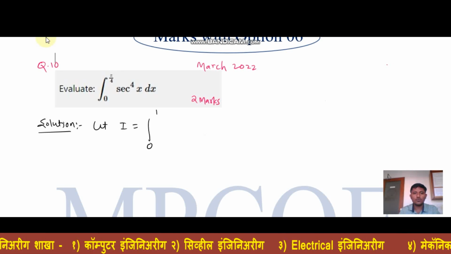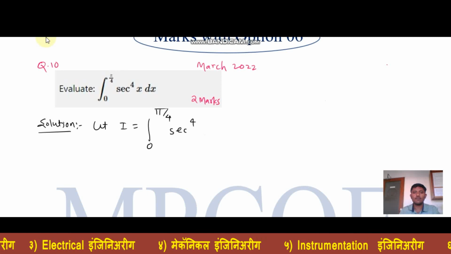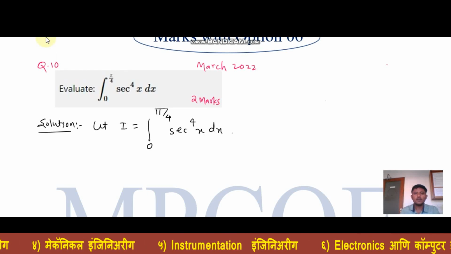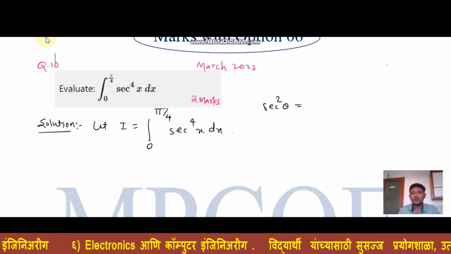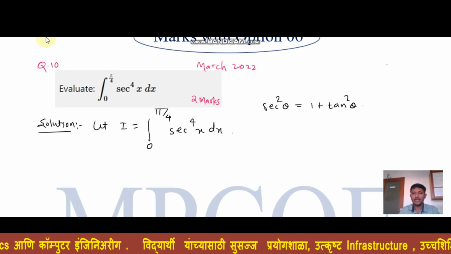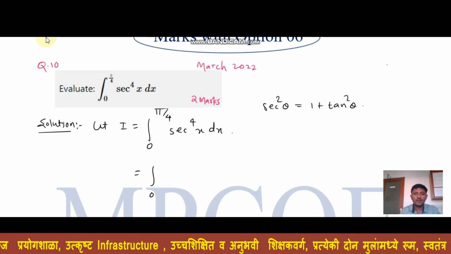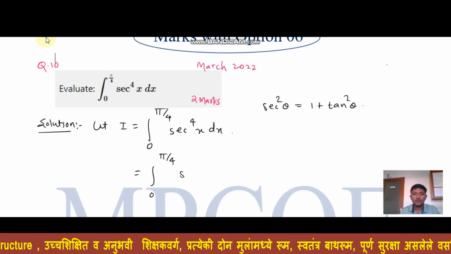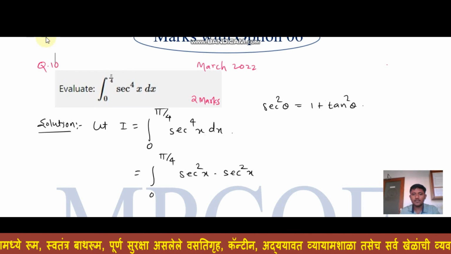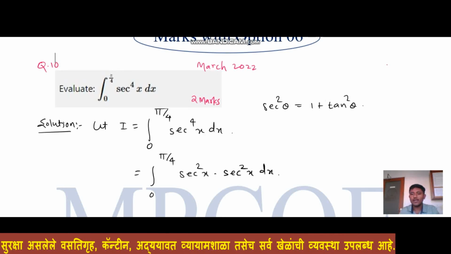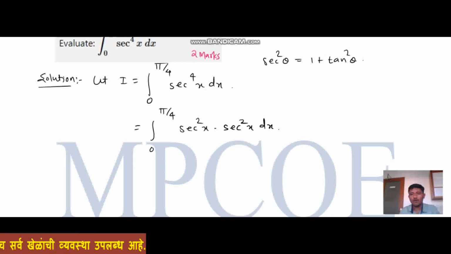The integral we have been given to calculate is the integral from 0 to pi by 4 of sec power 4x dx. We know one most famous property, that sec square theta is equal to 1 plus tan square theta. We will definitely use this property to evaluate this one. So this integral can now be written as the integral from 0 to pi by 4 of sec square x into sec square x dx. I have just split the function of power 4 into a function of power 2 into a function of power 2.